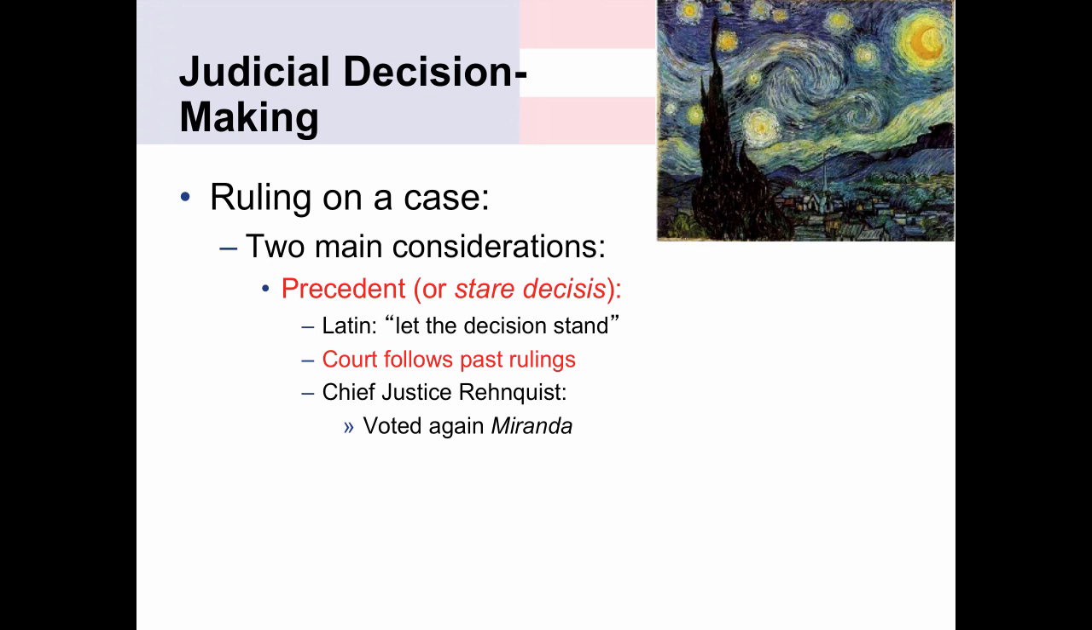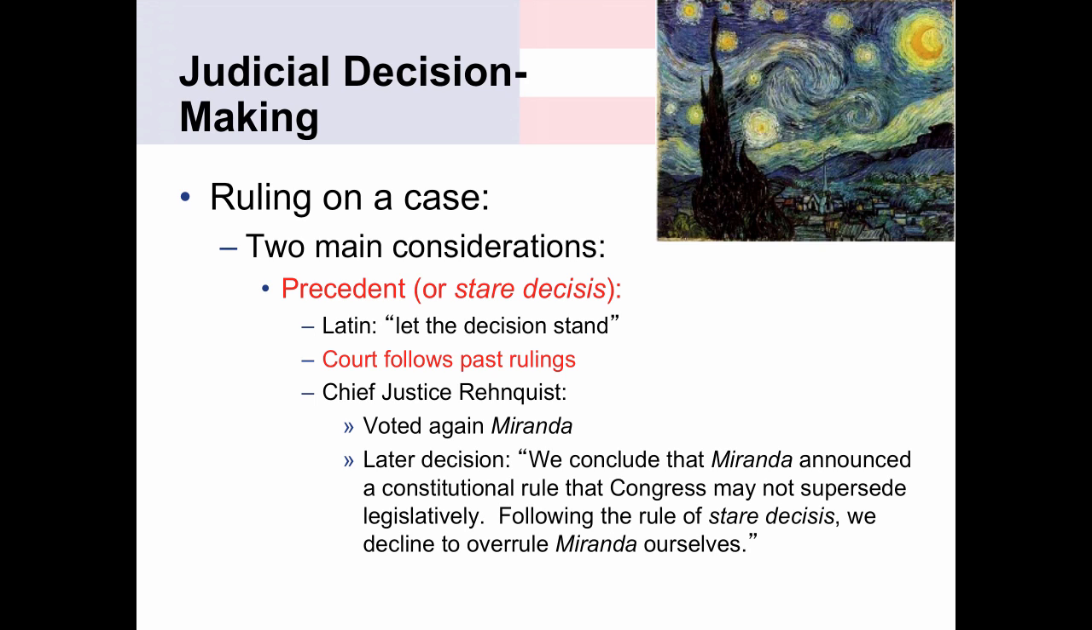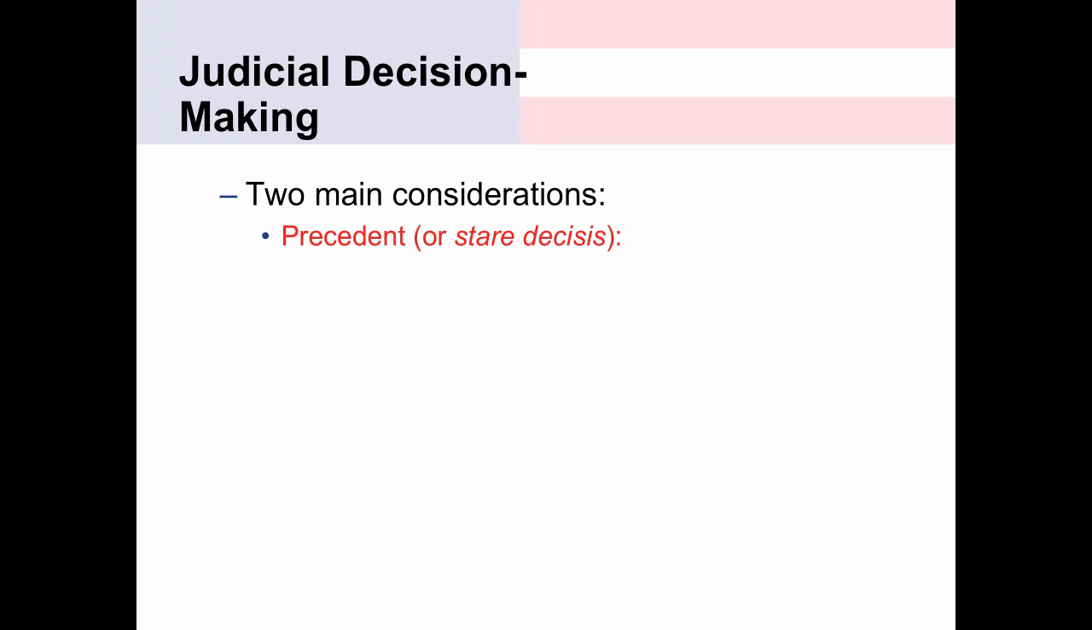And yet, despite that, in a later case, he wrote the following. He said, "We conclude that Miranda announced a constitutional rule that Congress may not supersede legislatively. Following the rule of stare decisis, we decline to overrule Miranda ourselves." So even somebody who had strong opposition to a previous ruling then turned around once there was an opportunity to overrule the decision and did not. He let the previous decision stand, or stare decisis. So that's precedent or stare decisis.